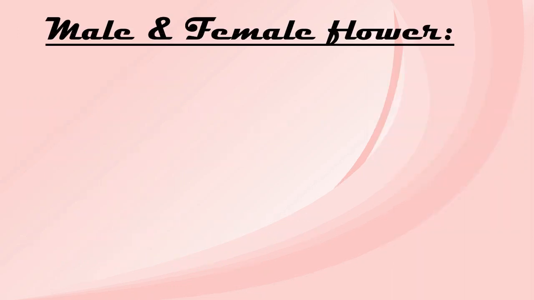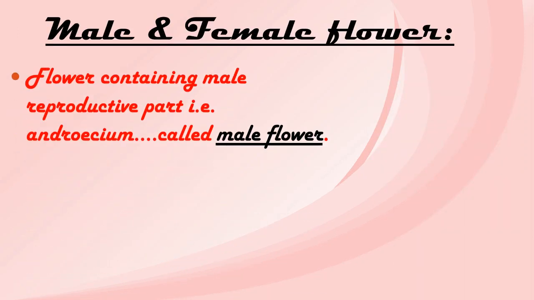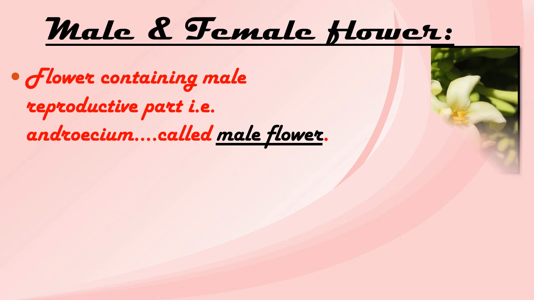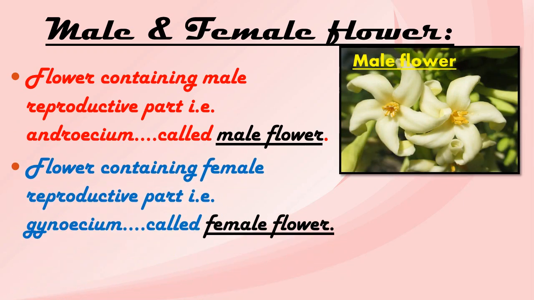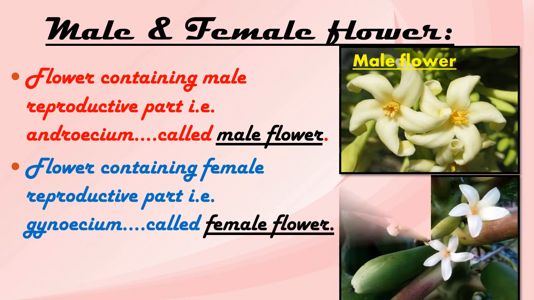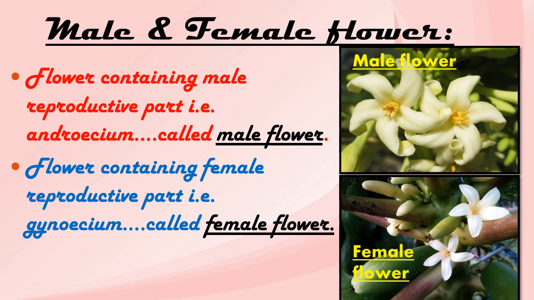Okay, now next is the male and female flower. So what is it? Student, a flower containing the male reproductive part, that is androecium, is called a male flower. And here we have the example of a male flower of papaya. And next, a flower containing the female reproductive part, that is gynoecium, is called a female flower. So this is the female flower, and both male flower and female flower are present in the papaya plant. So these are the male and female flowers.